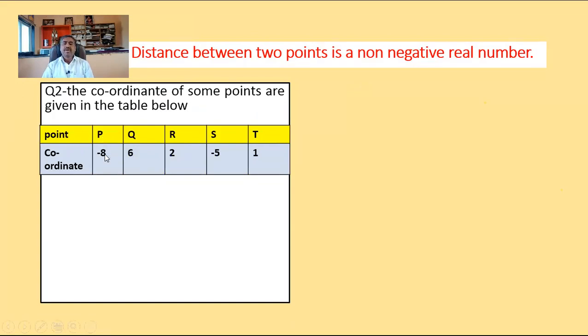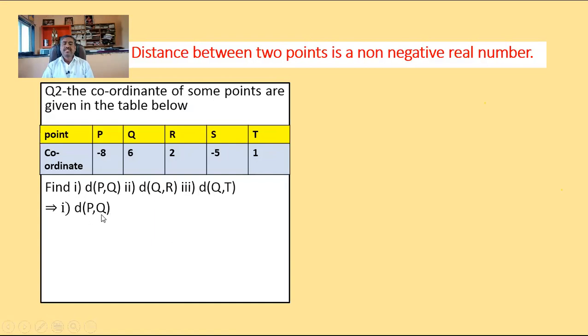Point P coordinate is -8, point Q coordinate is 6, point R coordinate is 2, point S coordinate is -5, and the coordinate of point T is 1. Find distance PQ, second distance QR, distance QT.